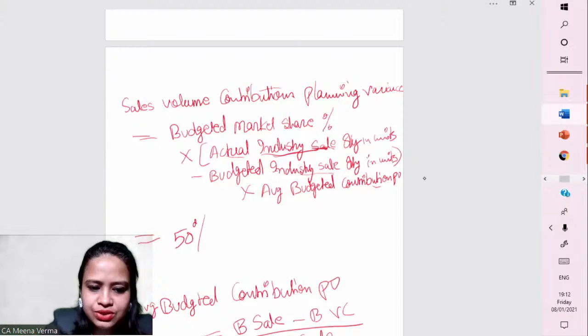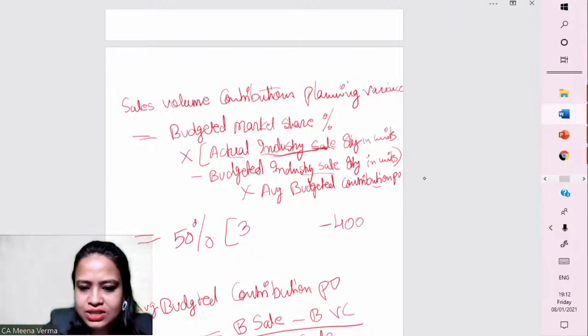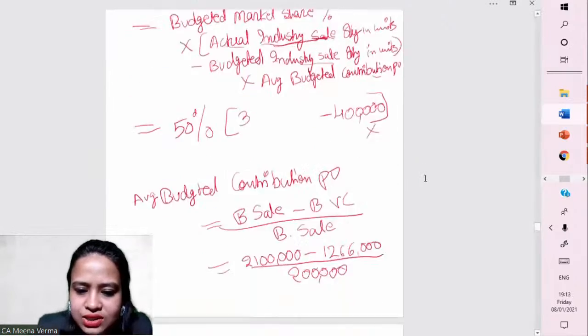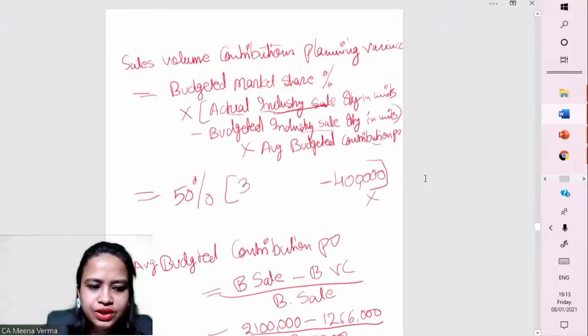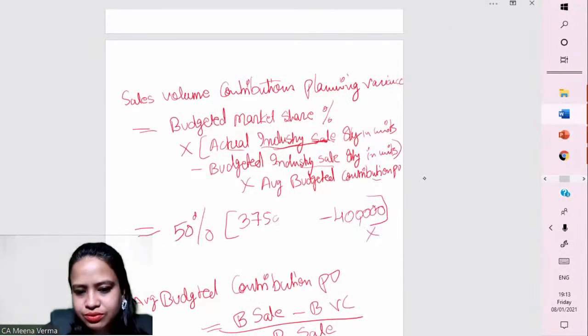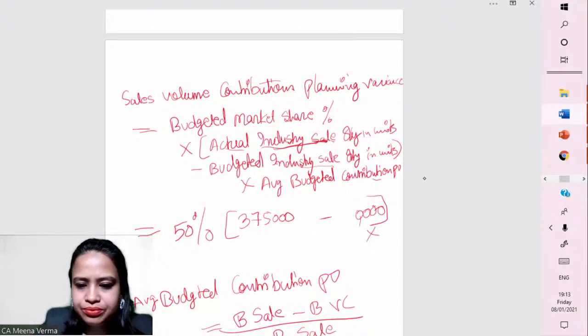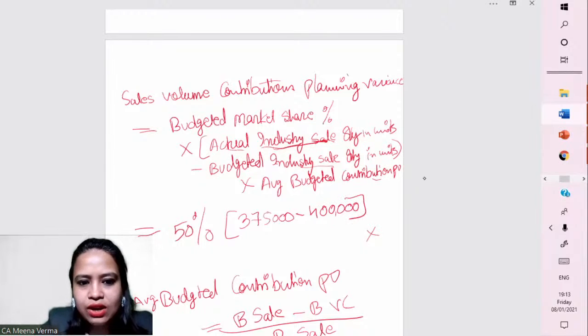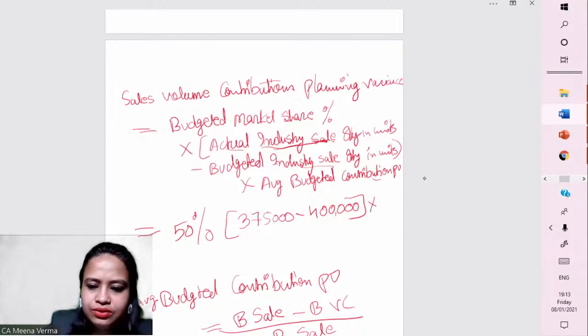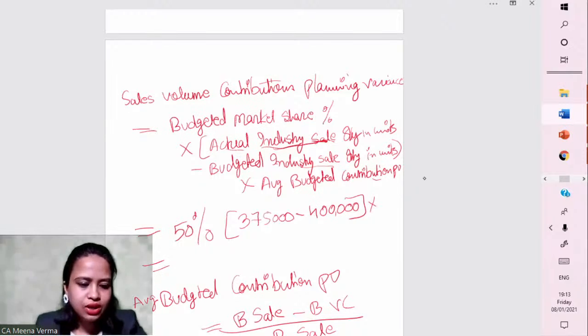50%. Okay. What is the actual industry sale? Actual industry sale is 3 lakh something. What is the budgeted industry sale? 4 lakh something. 4 lakh. And into this value, the value which you will consider here, you will find here. Solve this. Give me the answer. So this way you can calculate the sale volume contribution planning variance. Solve it. Give me the answer.